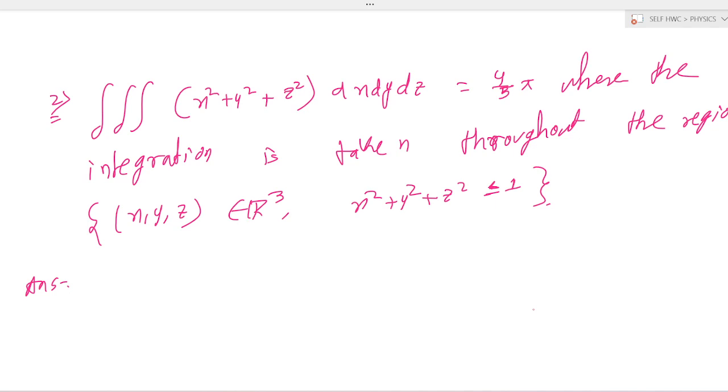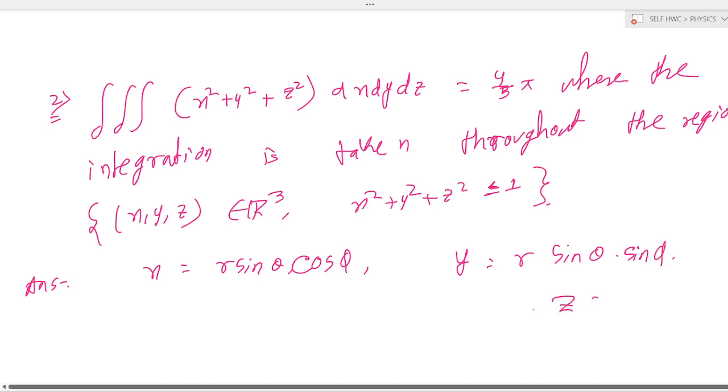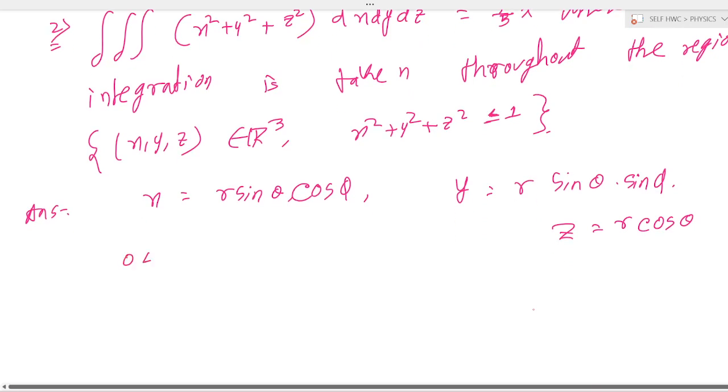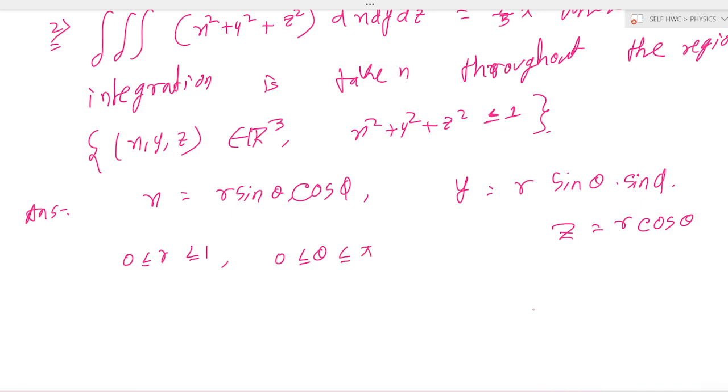So applying transformation, x is equal to r sine theta cos phi, and y is equal to r sine theta sine phi, and z is equal to r cos theta. So the region of the integration transforms to 0 less than or equal to r less than or equal to 1, 0 less than or equal to theta less than or equal to pi, and 0 less than or equal to phi less than or equal to 2 pi.